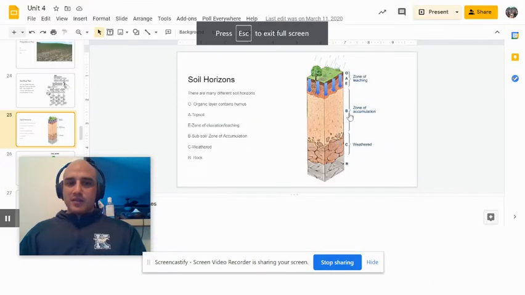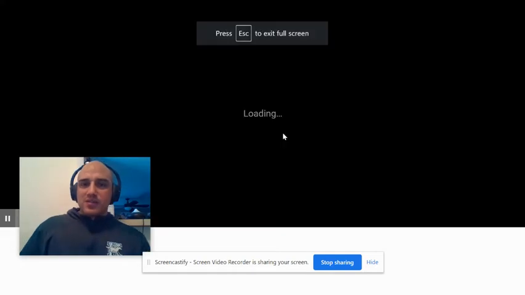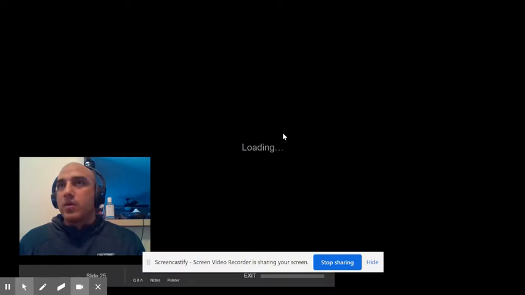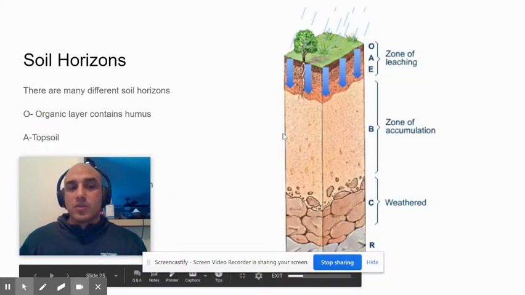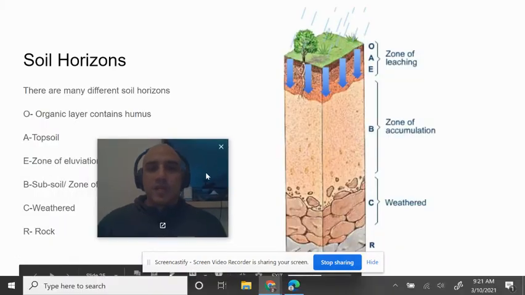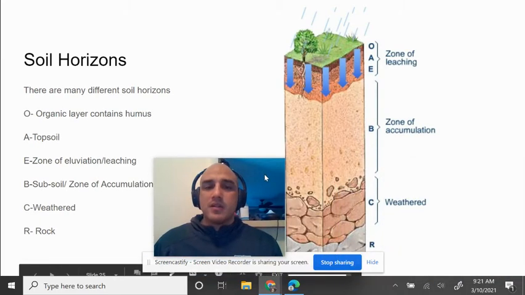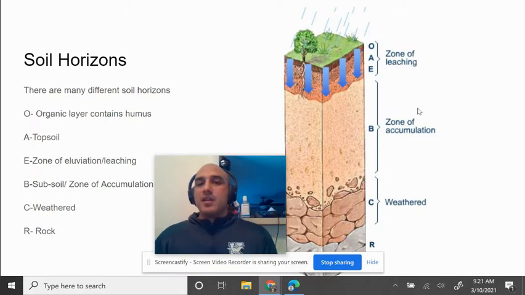Let's get it. So we left our lecture talking about soil. Love soil so much. And another part of learning about soil is learning about what we call the soil horizons or a soil's profile. So become familiar with that vocabulary there. Here is a common diagram that you would see.